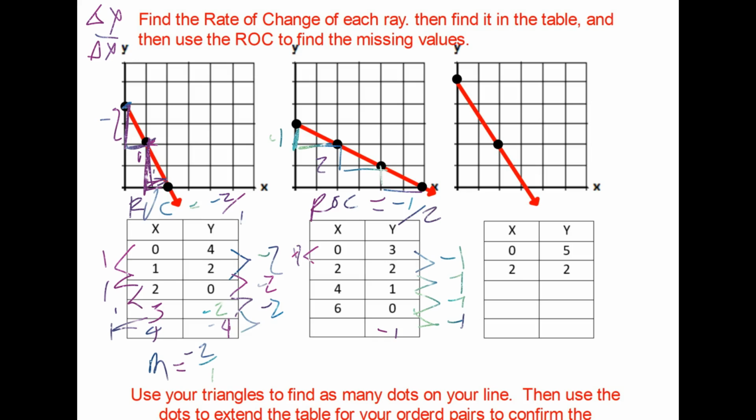How does 0 become 2? Add 2. 2 becomes 4. Add 2. 4 becomes 6. Add 2. 6 becomes 8 by adding 2. So my slope is going to be changing y, negative 1, over 2, negative 1/2. This one is homework.